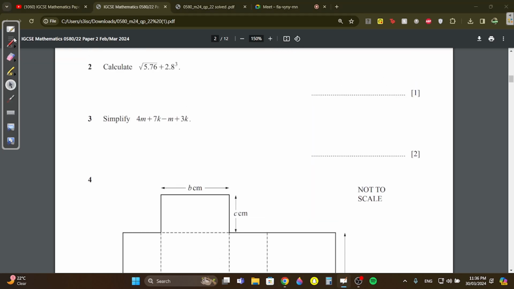Simplify 4m plus 7k minus m plus 3k. So you have to combine your like terms. The m and the m, 4m minus m will be 3m, and then 7k plus 3k is 10k. So it will be 3m plus 10k.